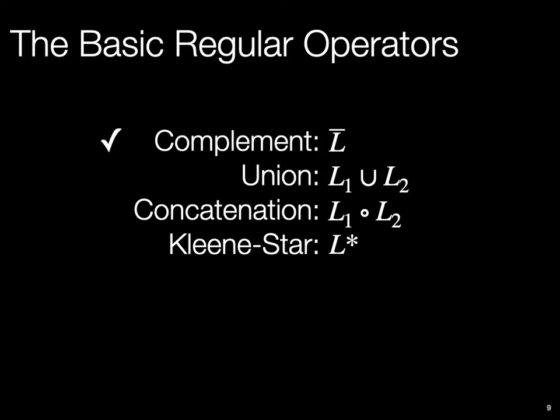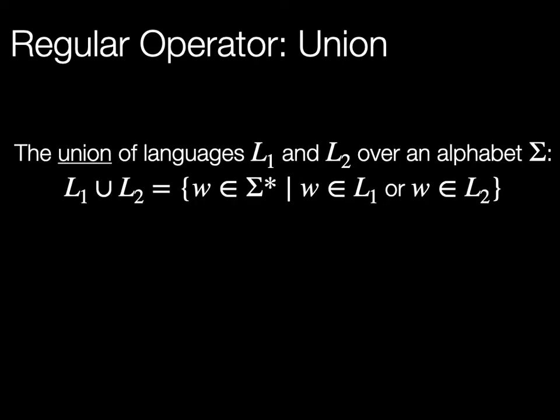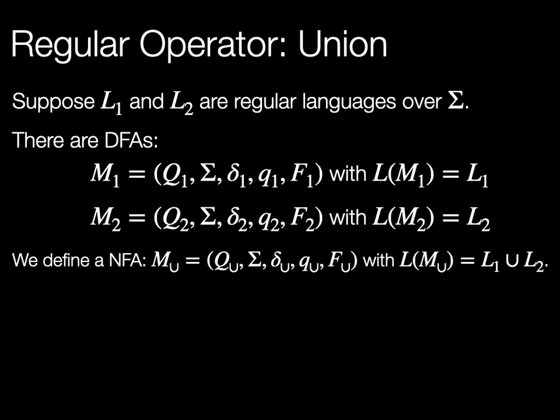Union is a bit more interesting than complement. The union of two languages is the set of words in the Kleene star that is in either of the languages, possibly both. We can prove that this defines a regular language. We can show that the union is regular by defining an NFA that accepts it. Suppose we have regular languages L1 and L2 over an alphabet sigma. Then this implies that there are DFAs M1 that accepts L1 and M2 that accepts L2. We will then build an NFA that accepts the union of L1 and L2 using the DFAs M1 and M2.